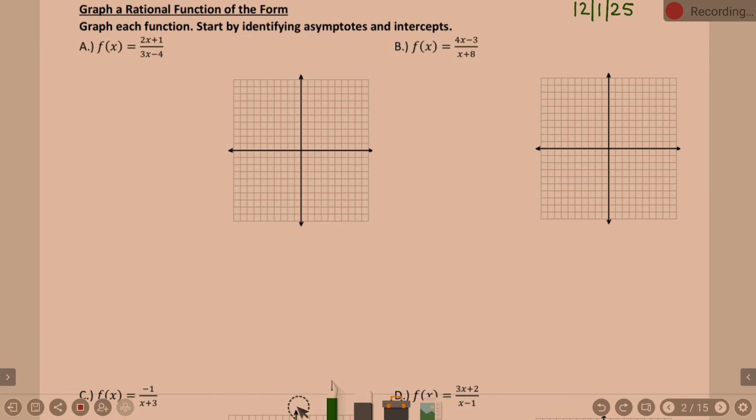Vertical asymptotes, you're what? You're setting the denominator equal to 0 is how you find your vertical asymptotes, right? Okay, so keep that in mind.